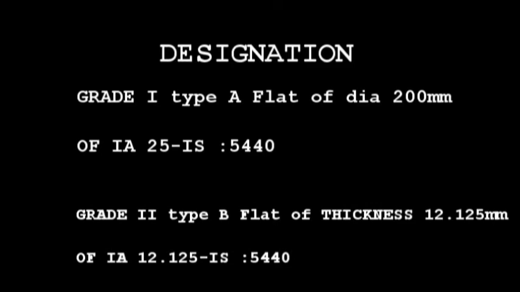Optical flats look very similar, type A and type B both are similar, but the surfaces are different. In type A only one surface is flat, but in type B both the working surfaces are flat and parallel to each other. So we identify them by using some easy way.